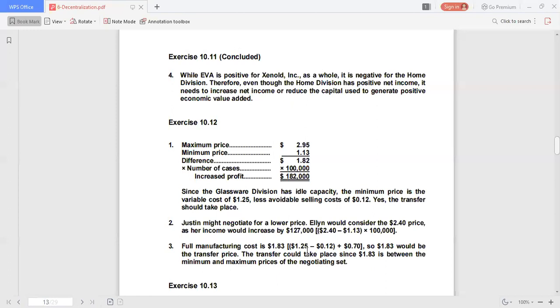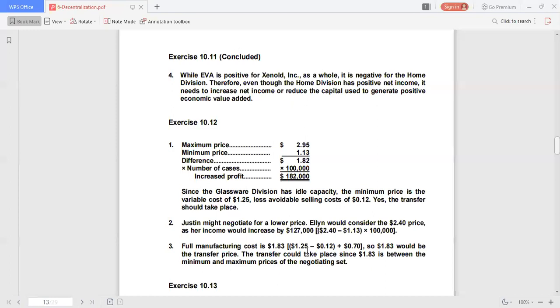The difference is 1.82. The number of cases, 100,000. So the increased profit of 182,000. Since the glassware division has idle capacity, the minimum price is the variable cost of 1.25 less the avoidable selling cost of 0.12. Yes, the transfer should take place.